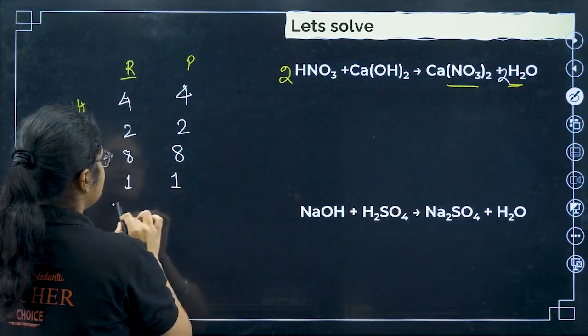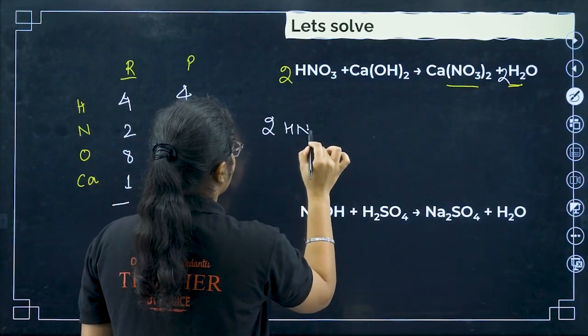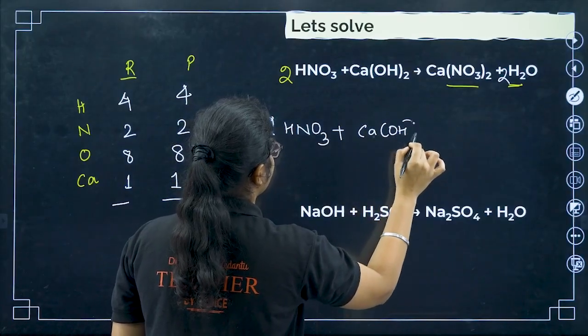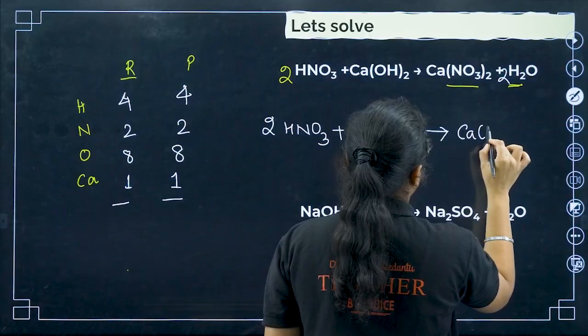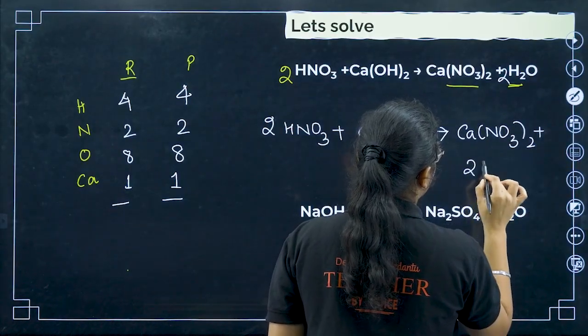Yes, so now you can see the number is exactly the same. So that is my final equation, 2HNO3 plus calcium hydroxide gives me calcium nitrate plus 2 water.